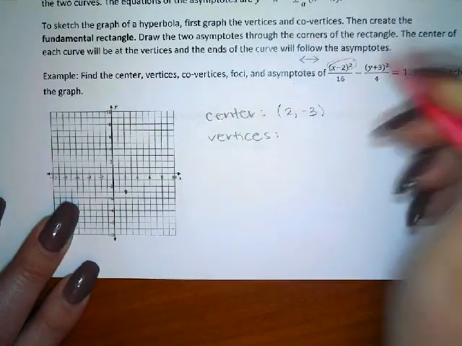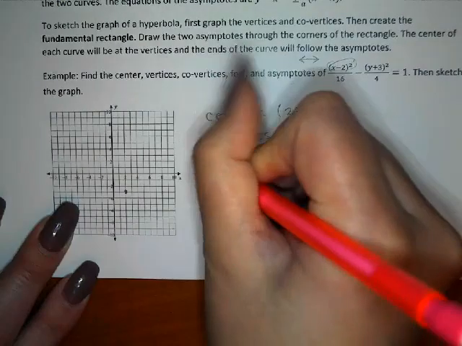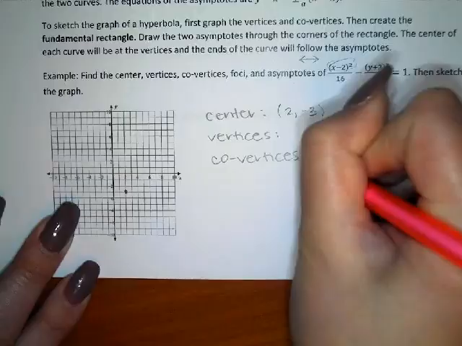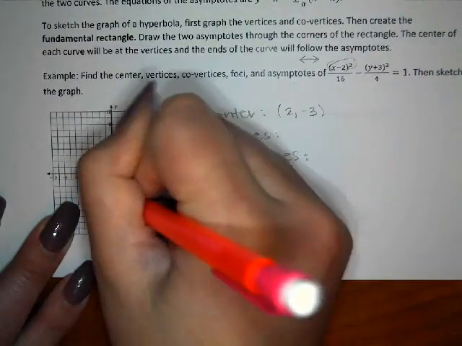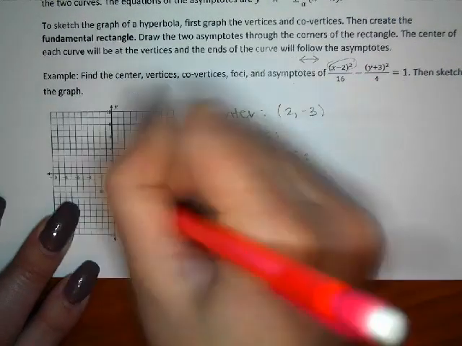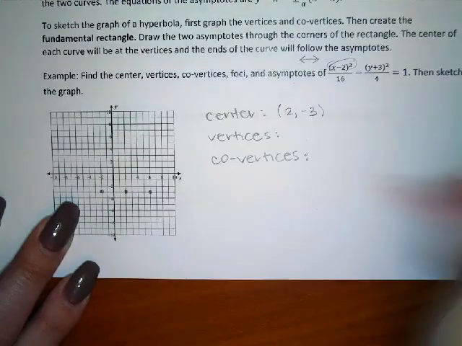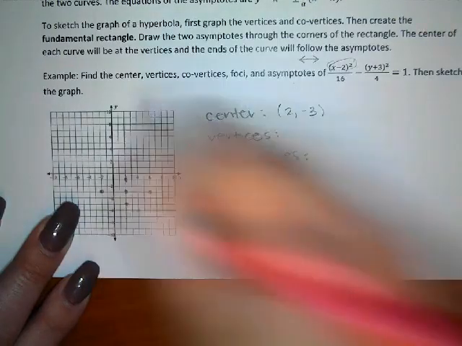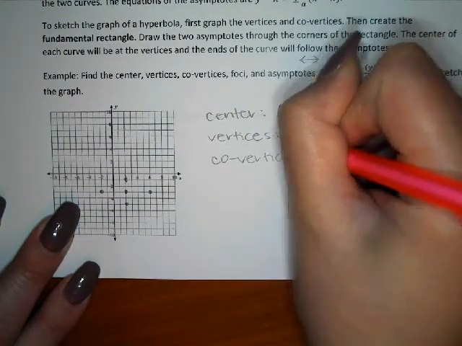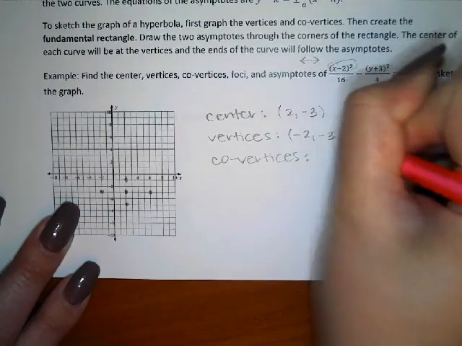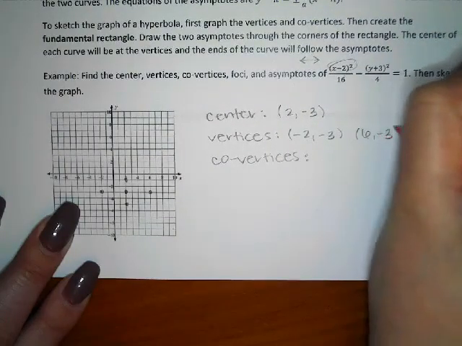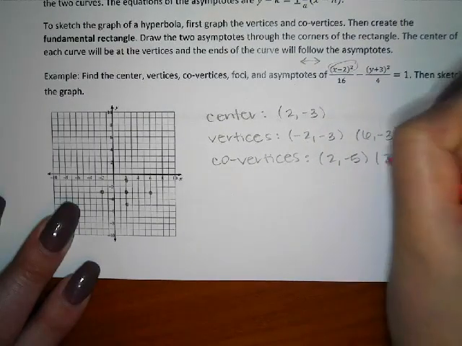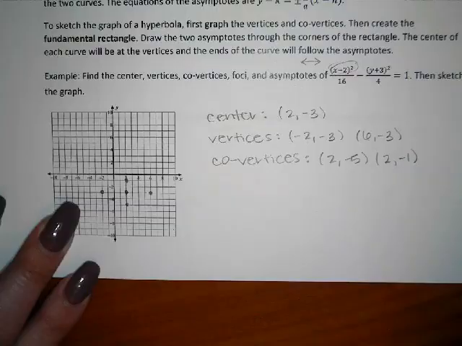The vertices will go left and right. The co-vertices will go up and down. So the vertices will go left and right 4. 1, 2, 3, 4. The co-vertices will go up and down 2. So left 4 and right 4, down 2, and up 2. Okay, vertices and co-vertices.